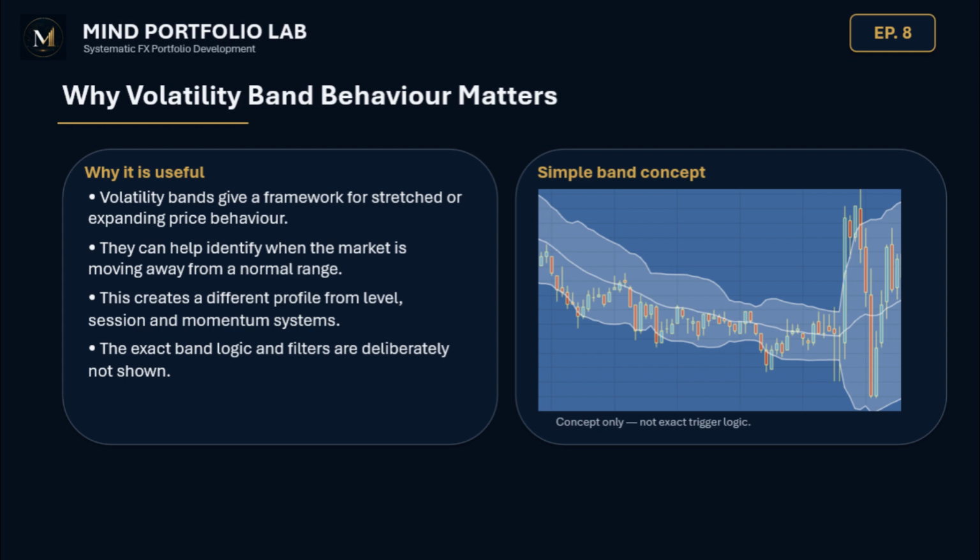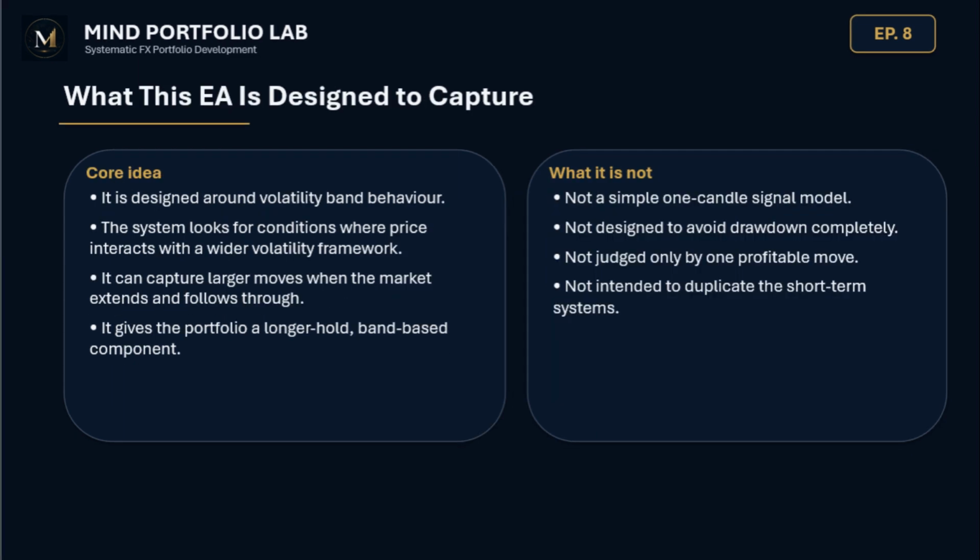So I do not think of this EA as better or worse because it holds longer. I think of it as a different component. The kind of conditions that may suit this system are markets where price moves clearly away from a normal range and continues far enough for the trade to develop. It can also suit periods where volatility expands in a cleaner way, rather than producing immediate reversals. Where it can struggle is when price stretches and then snaps back quickly. It can also struggle in messy range-bound conditions, or when volatility expands briefly but then collapses before the trade has done enough work.